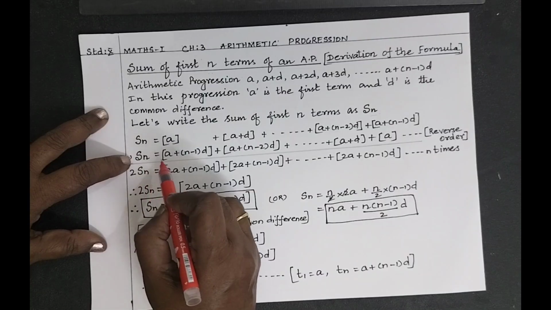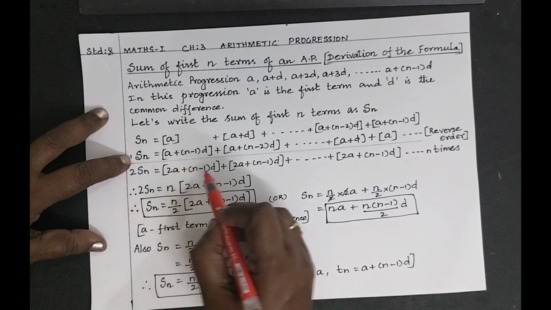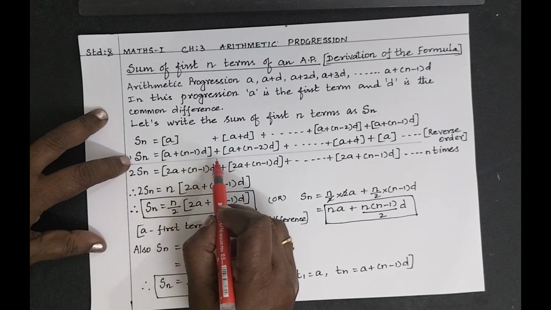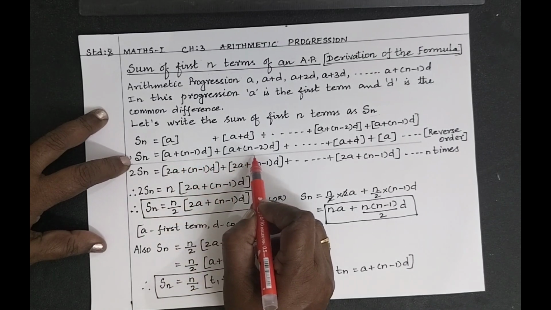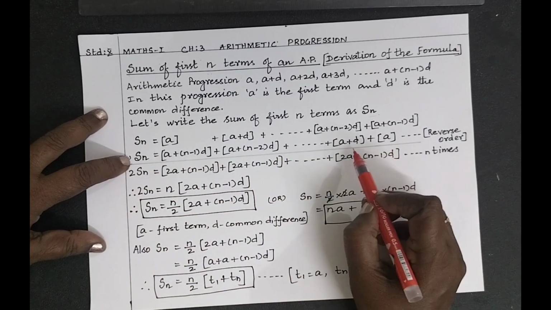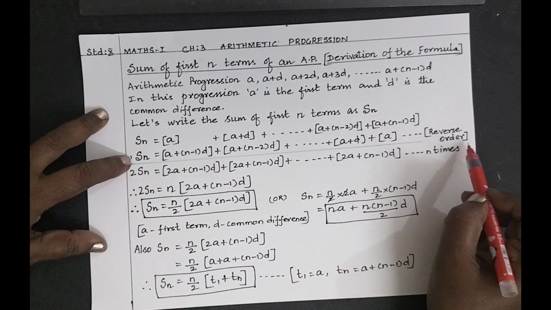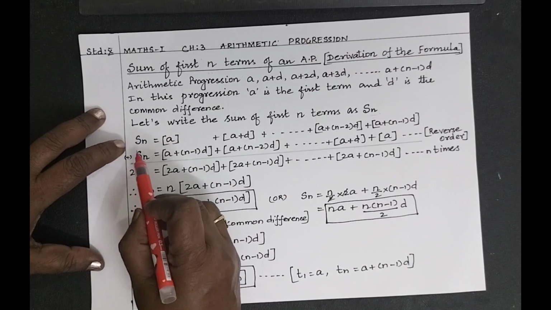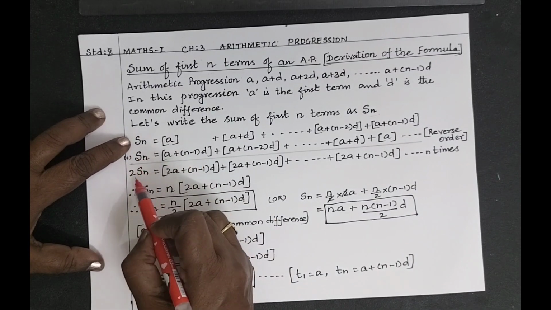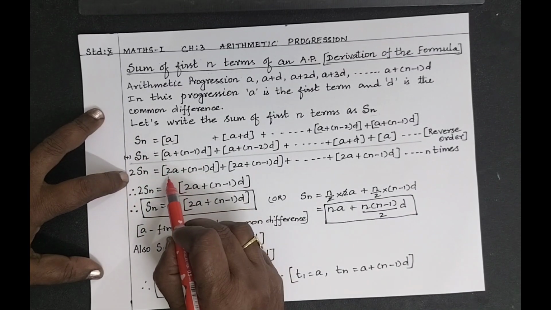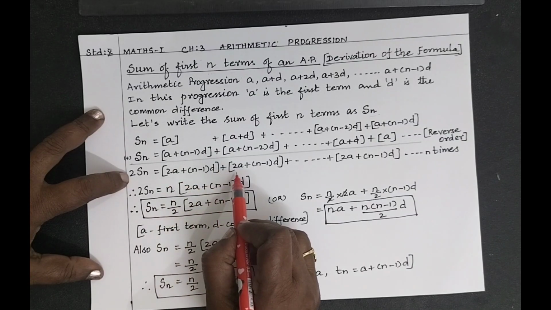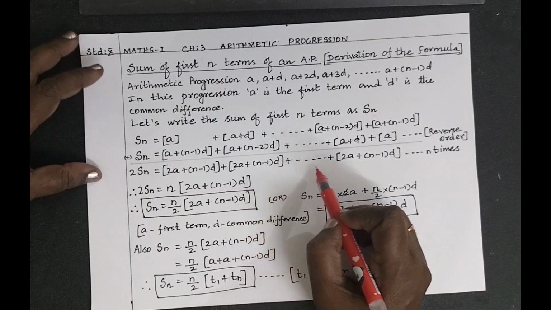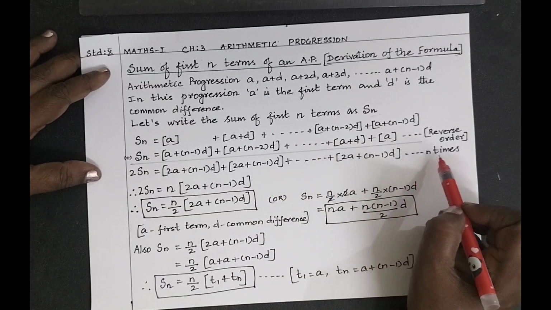Again, write the same expression for Sn in reverse order: the last term a plus (n minus 1) into d, plus the second last term, plus etc., plus the second term plus the first term. Now we have to add these two. By adding, we get 2Sn equals 2a plus (n minus 1) into d, plus 2a plus (n minus 1) into d, plus etc., up to 2a plus (n minus 1) into d.